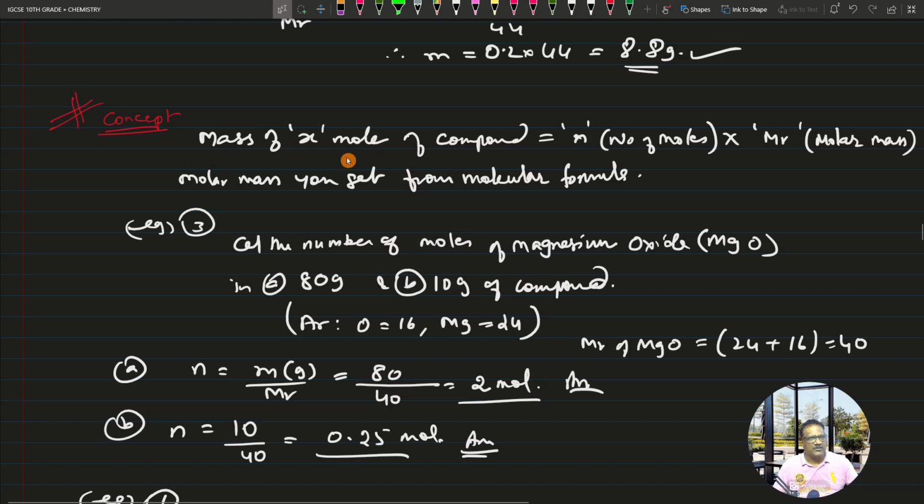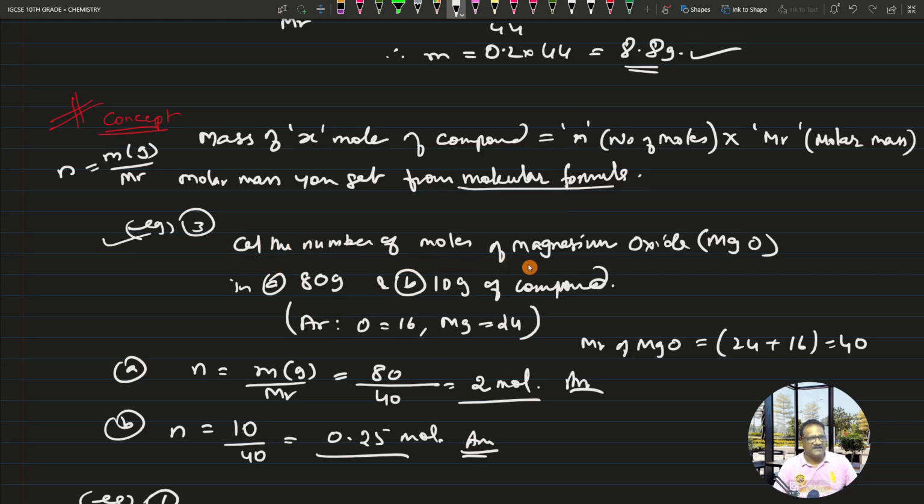Mass of x mole. Now this is the concept that you should understand. Mass of given x mole of compound is equal to n, the number of moles, multiplied by MR, that is the molar mass. Okay. So this is just the rearrangement of the formula n is equal to m in grams upon MR. So n into MR will be m in grams. That is what I have written here. Molar mass you can get from the molecular formula. Right. Chalo, let us go for this next example.